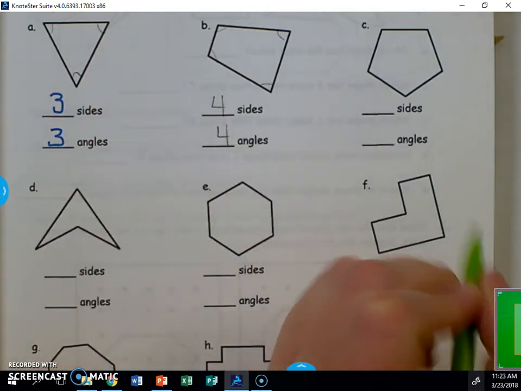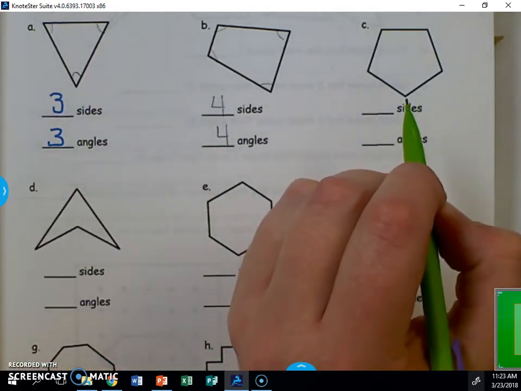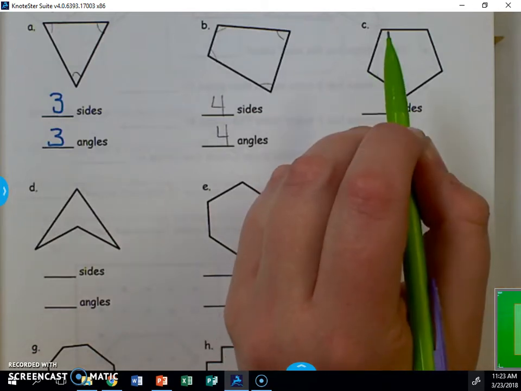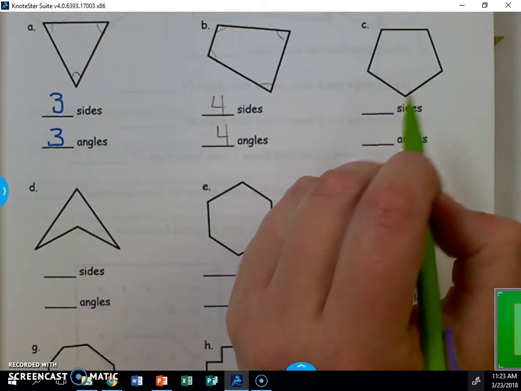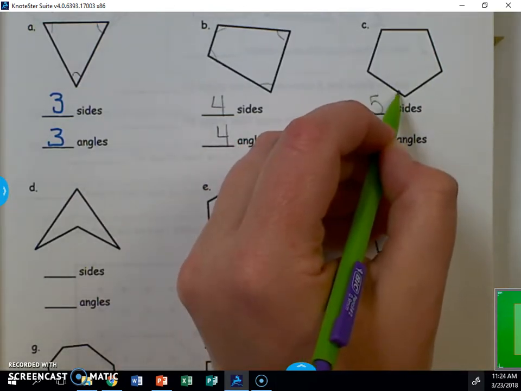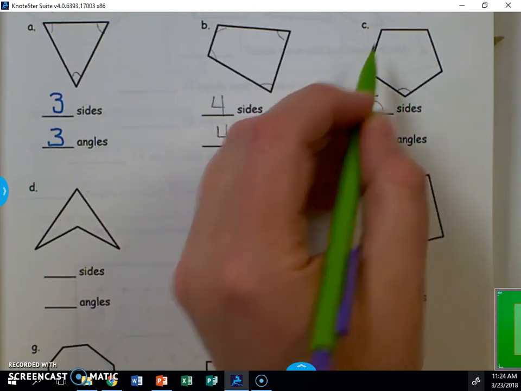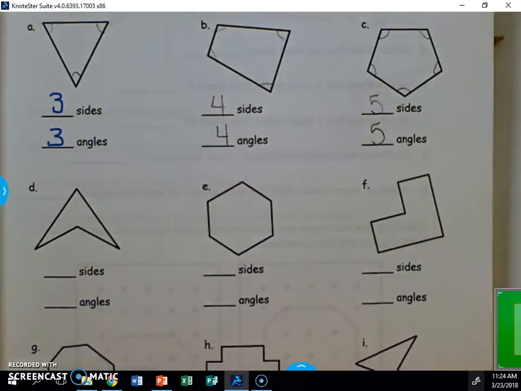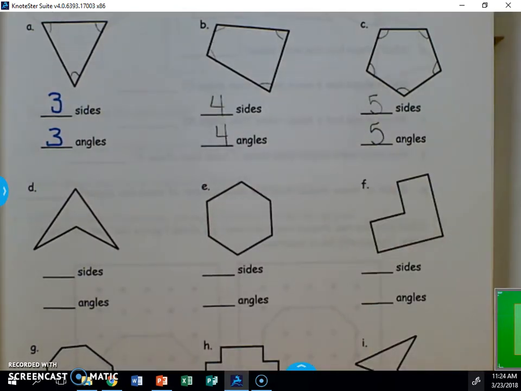Let's do one more. On this shape, which is a pentagon, we have 1, 2, 3, 4, 5. So we have 5 sides. We also have 5 angles. 1, 2, 3, 4, 5. The number of sides and the number of angles will always match in a two-dimensional shape. Now that we know about sides and angles, let's learn about the different types of two-dimensional shapes.